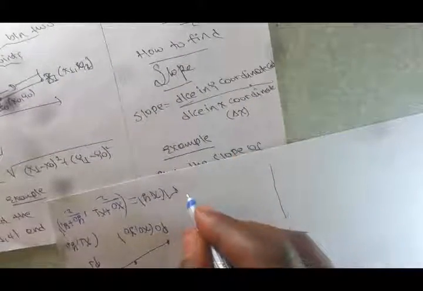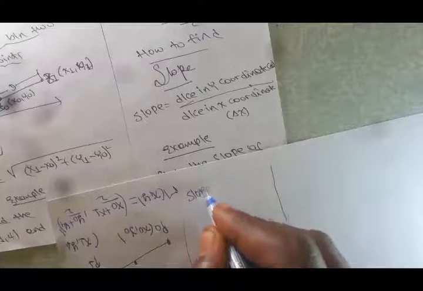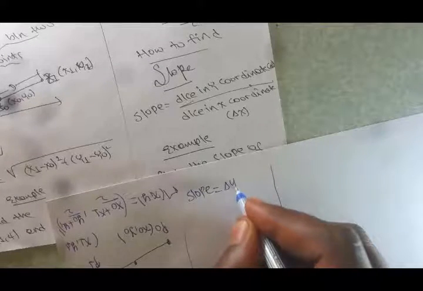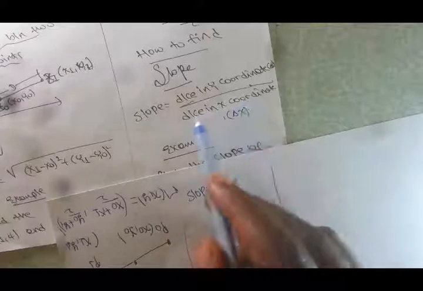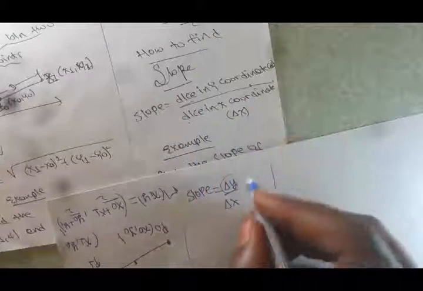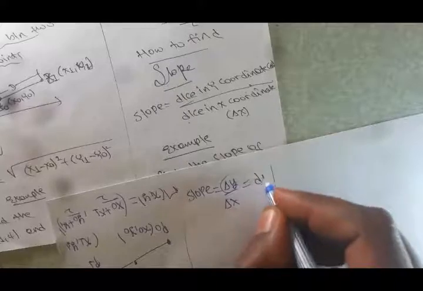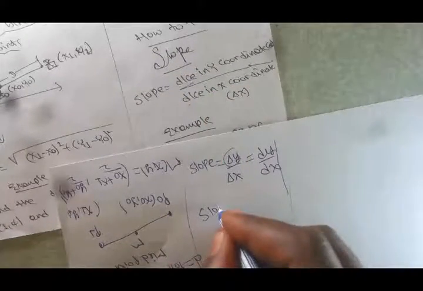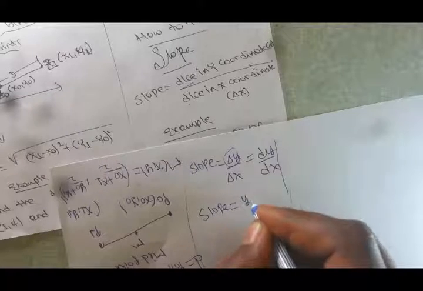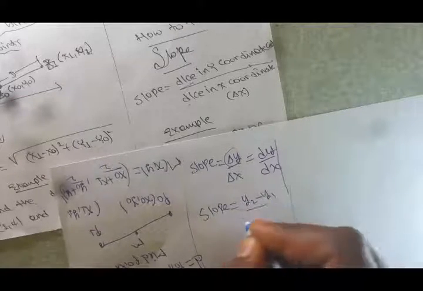And now we are going to talk about how to find slope. We already talked about slope: it means change in y over change in x, or difference in the y coordinate divided by difference in the x coordinate, and for a small value it will be dy by dx. Therefore slope is equal to y2 minus y1 over x2 minus x1.